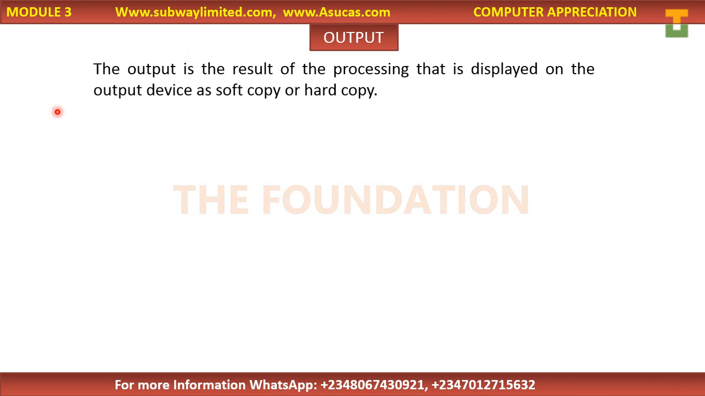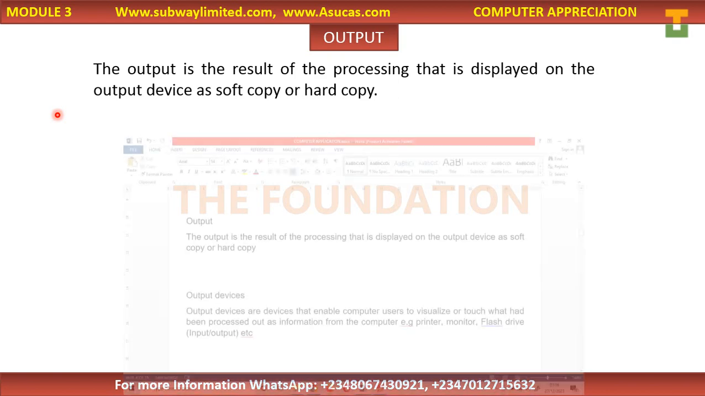And if you have an output that you cannot touch, it is called the soft copy. But most times we print our textbooks and make it visible that you can touch, go to our representative and pick it. Those ones are called hard copies. But those ones we send as PDF, you can only use your phone to read. They are called soft copies.